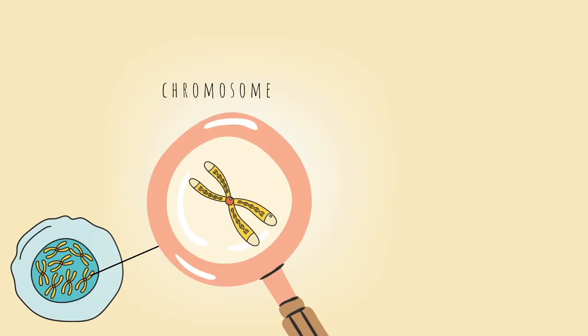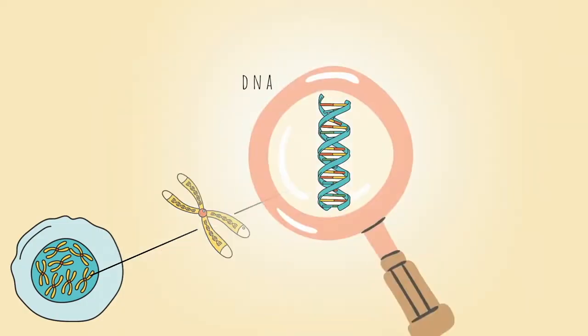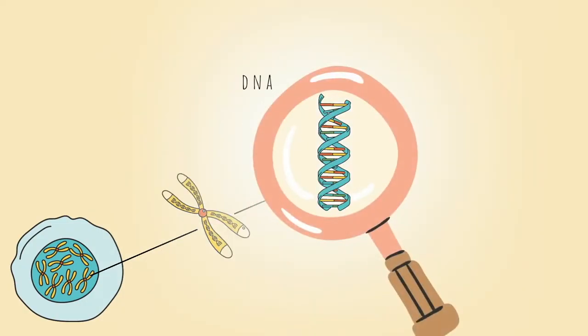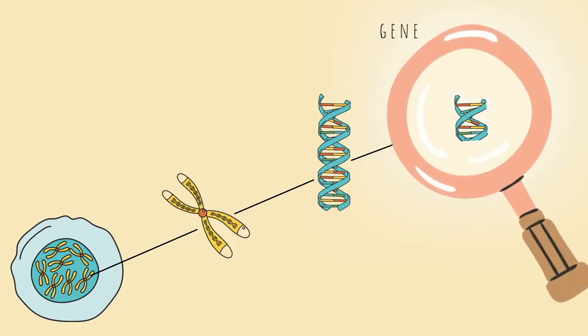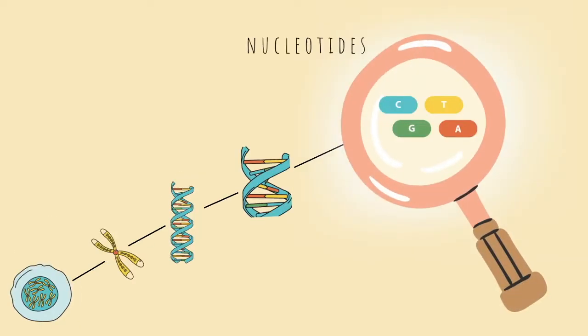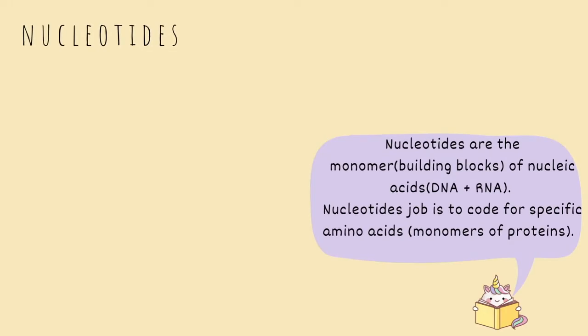Within the cell, you will find chromosomes, and within the chromosomes, you will find DNA. Within the DNA, you will find genes, and within each gene, you will find nucleotides. We're going to focus in on these nucleotides because they play a crucial role in protein synthesis. Nucleotides are the monomers of nucleic acids. And remember, the nucleic acids are referring to DNA and RNA.